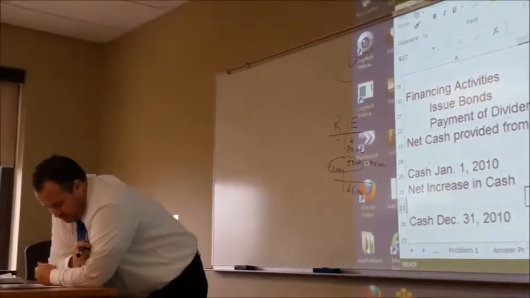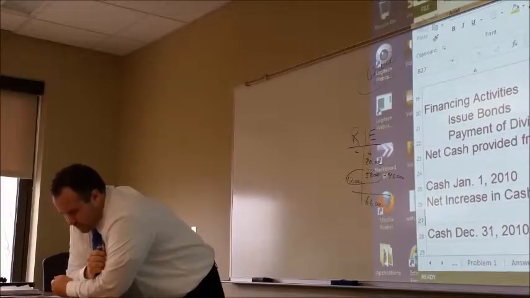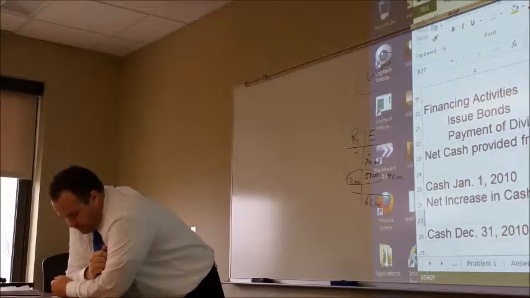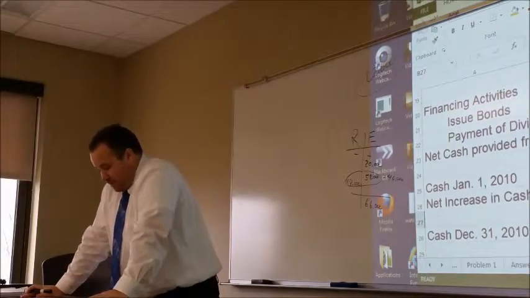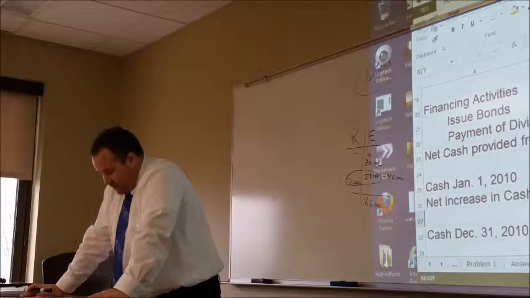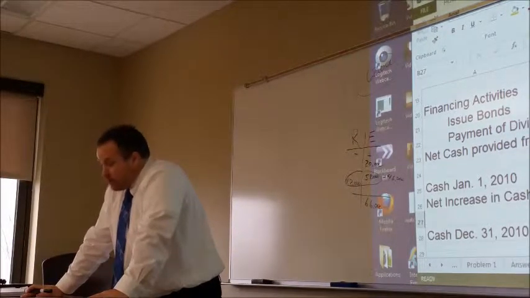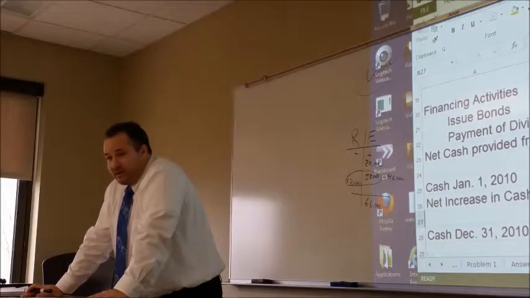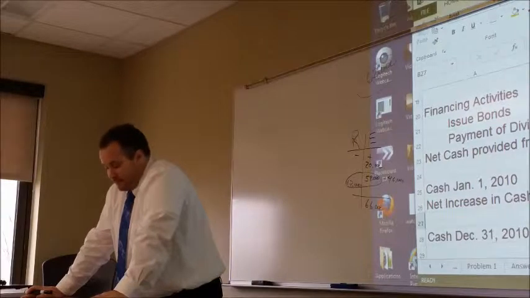A couple things to note. We know when the bonds change, the bonds went down. That means if bonds go down, I owe less, typically. So I received money, I had to pay money. Land was sold for cash at book value. Why did I have to put sold for cash at book value? Why did I have to include that little at book value bit?